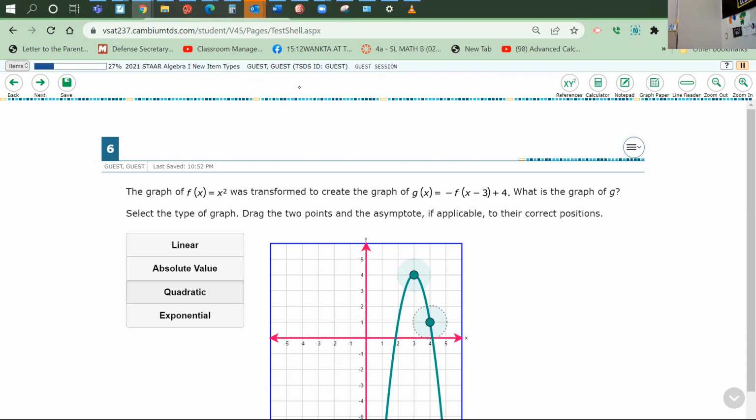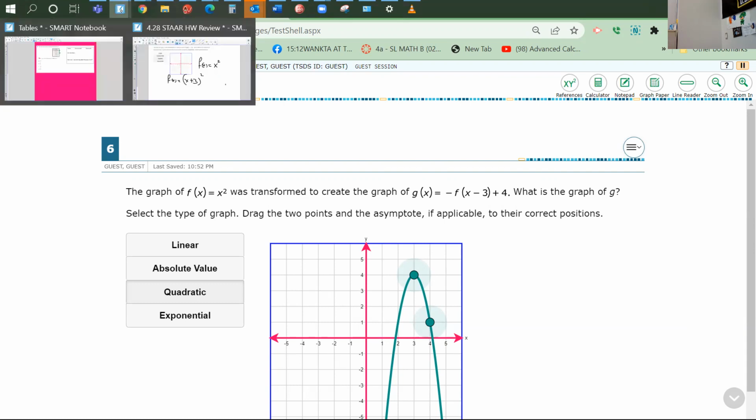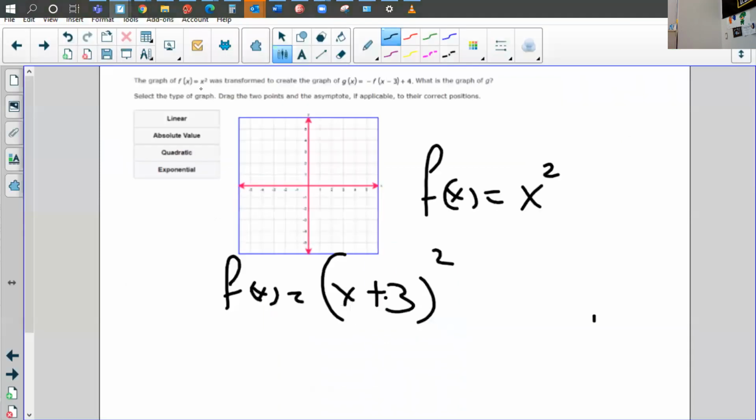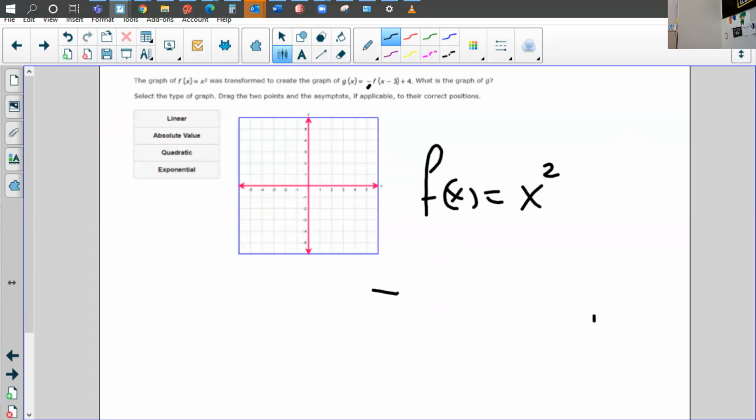So let's see now. We're going to graph this new transformation, see what it looks like to help us. There's another way you can do it, but I'm just going to graph it. So let's look at the transformation. The transformation is minus (x minus 3) squared, and then the plus 4.